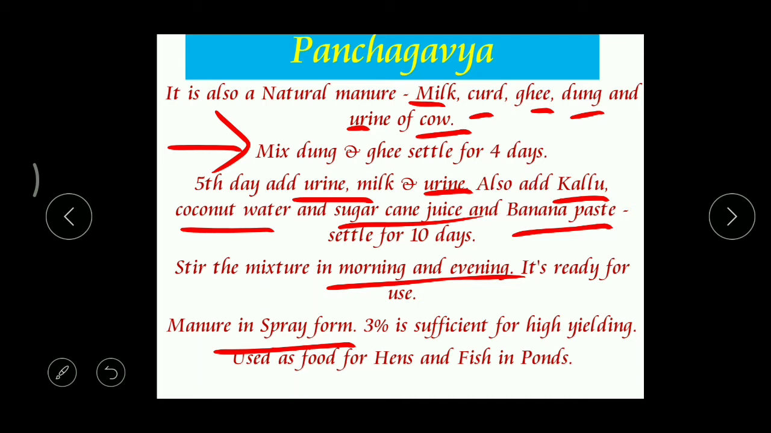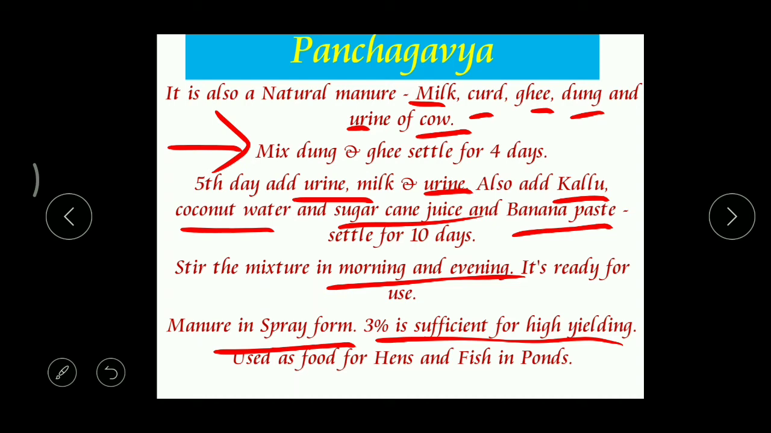And 3% is sufficient for high yielding. 3% means, for example, where we are taking 1 liter of water, for that 1 liter, 30 ml of this Panchagavya is sufficient. We cannot directly spray this Panchagavya because it is in a highly concentrated form. That's why first we have to dilute that. How much is sufficient?